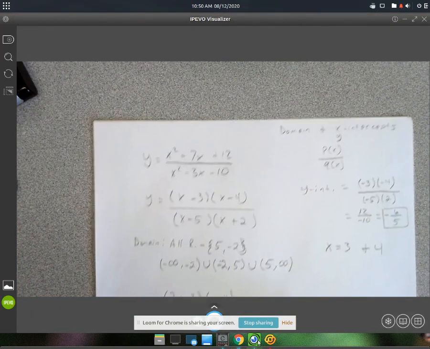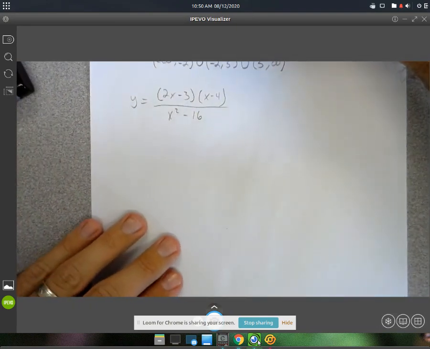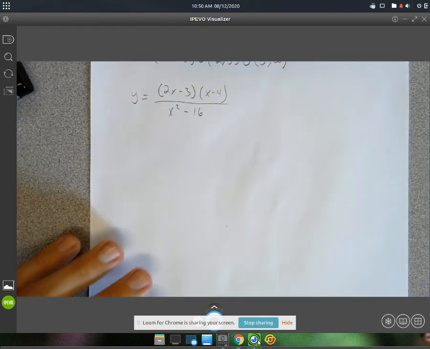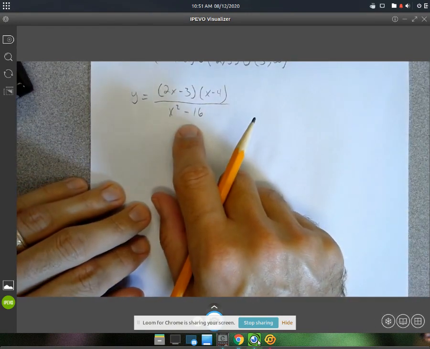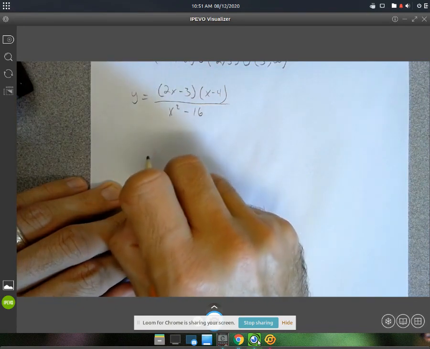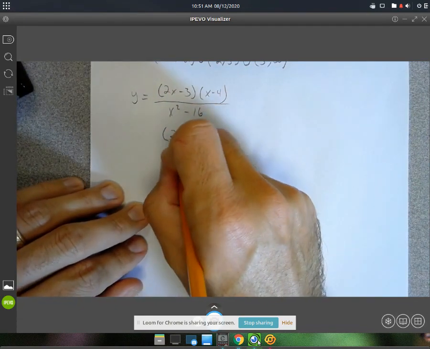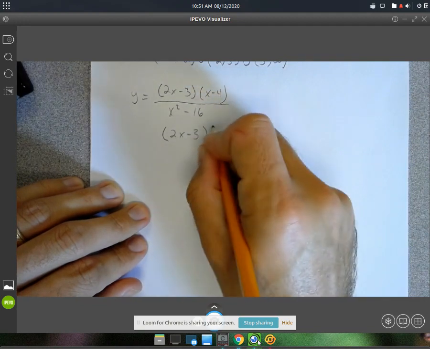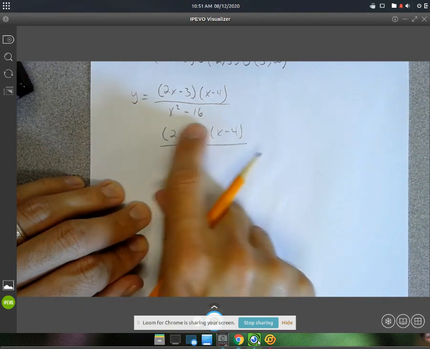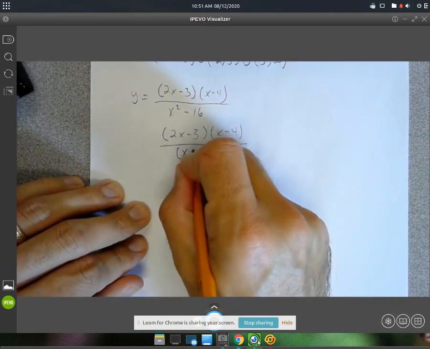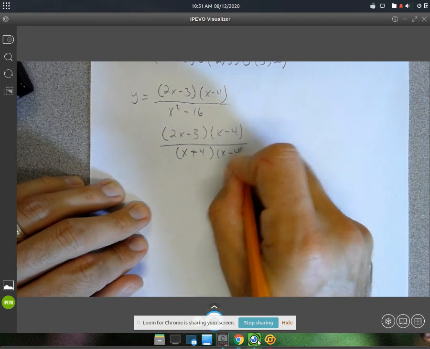All right, let's go ahead and do one more here. On this one, the numerator is already factored for us, and the denominator, it's the difference of squares. So if we factored that, we would get 2x minus 3, x minus 4. And in the bottom, the difference of squares, this would be an x plus 4 and an x minus 4.